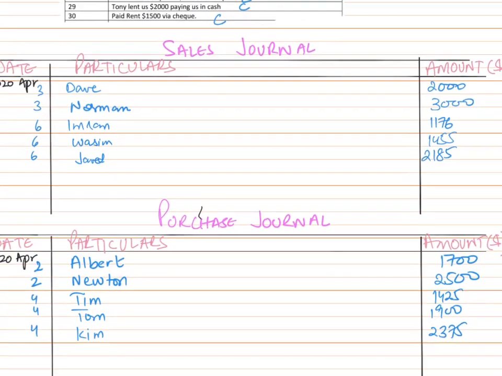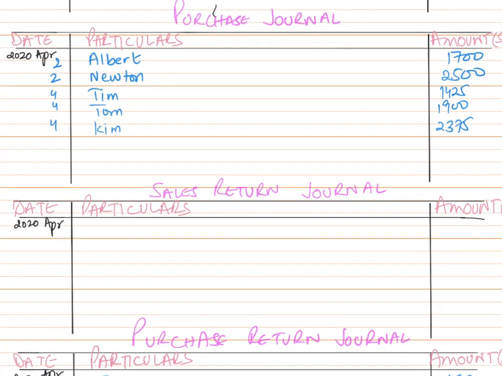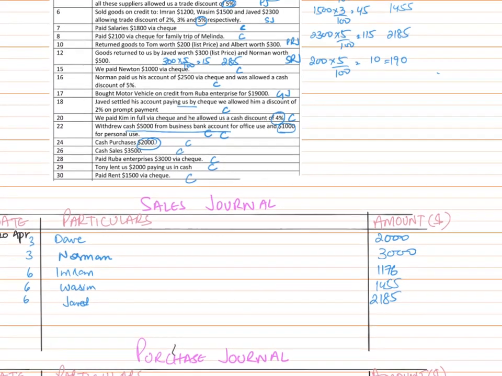So how much do we write in the sales return journal? On the 12th, Javed and Norman. Javed returned us goods worth $285 and Norman returned us goods worth $500.